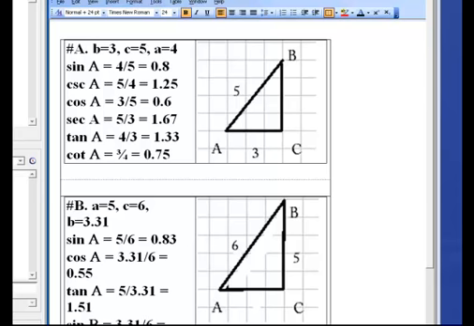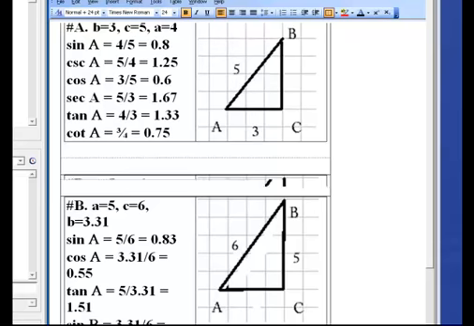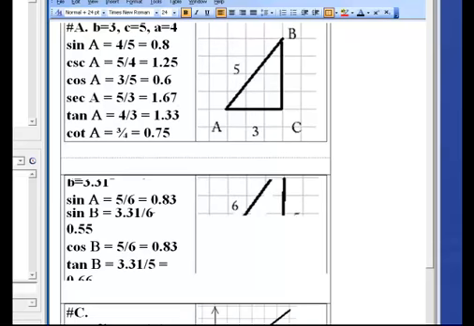How come cosine B equals 0.83, which is the same as sine A equals 0.83? Well, that's a cofunction theorem. Angle B and angle A go together as complement angles, so sine A is the same as cosine B, and cosine A is the same as sine B. We'll see that in a few exercises down the road. Okay, let's get going to the next exercise.